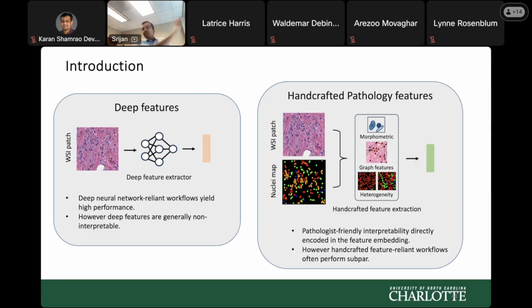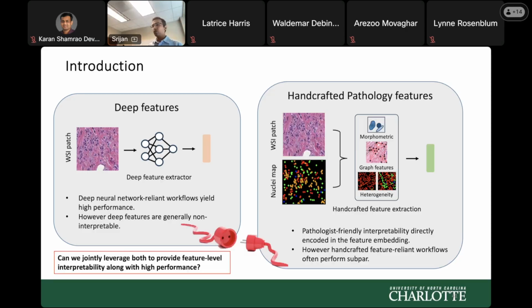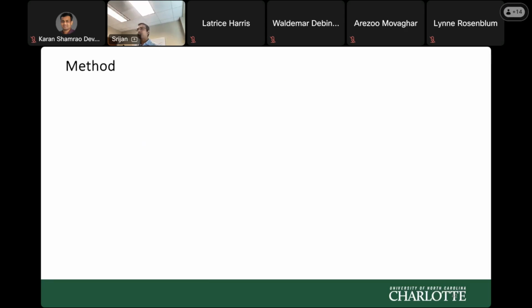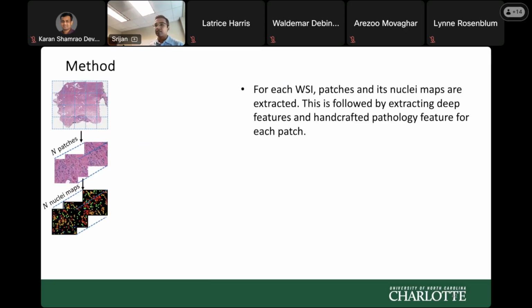But if you go 20 years back, we used to use handcrafted pathology features. These features are not as effective as deep features, but they are interpretable. Is there a way we can connect them? Can we jointly leverage the best of both worlds, where you achieve interpretability and also get very high performance? And that's when we came up with SI-MIL.